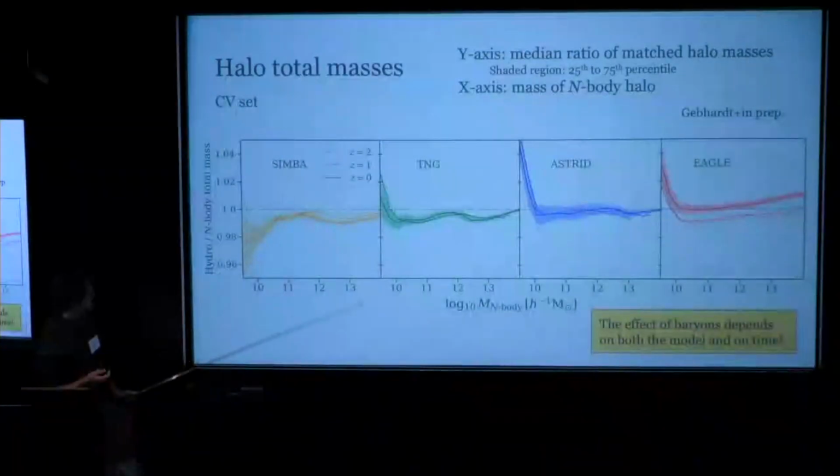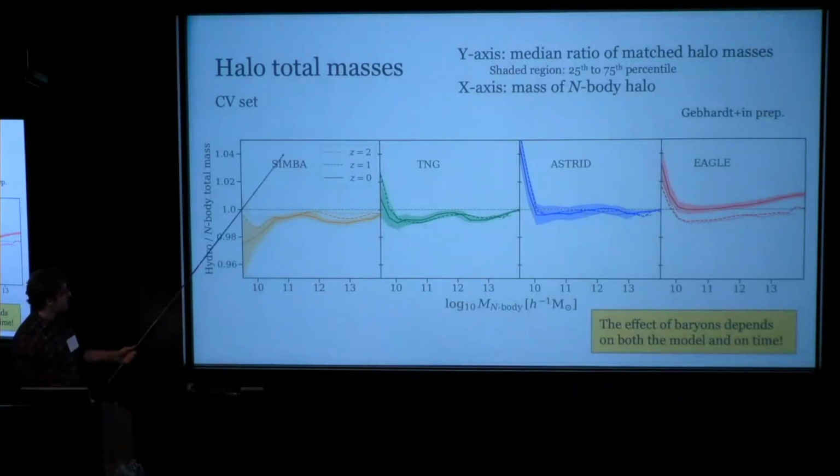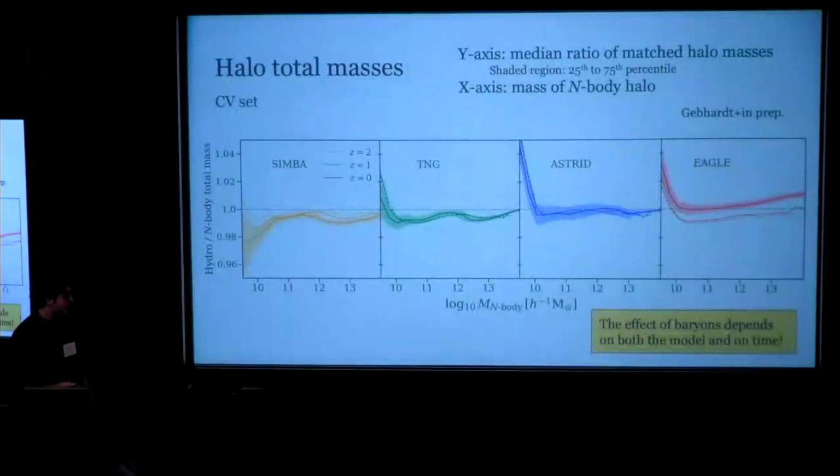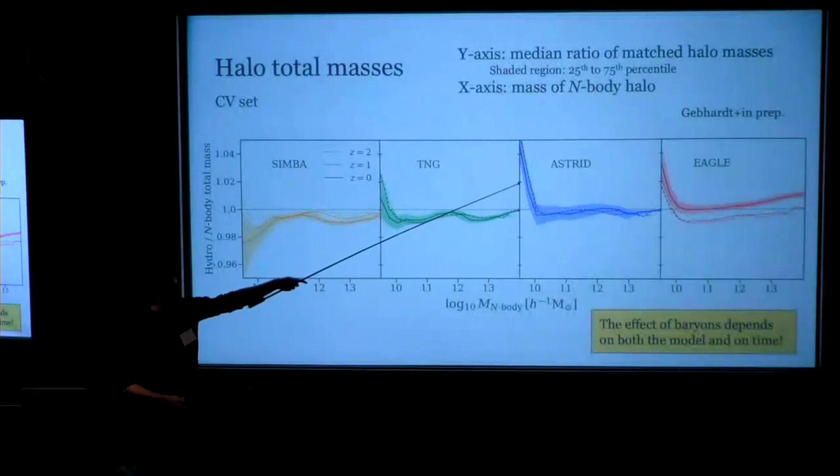Looking at the halo masses, we can compute the ratio of the hydrodynamic to the N-body halo masses as a function of the N-body halo mass in the pair. For a few different redshifts here, generally speaking, in Simba and TNG, the feedback is strong enough to reduce the halo masses relative to N-body. In Astrid, not as much is going on. I'm not super trustworthy of these lower mass halos in CAMELS.